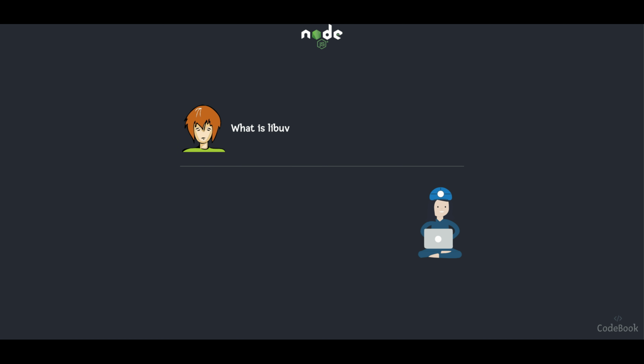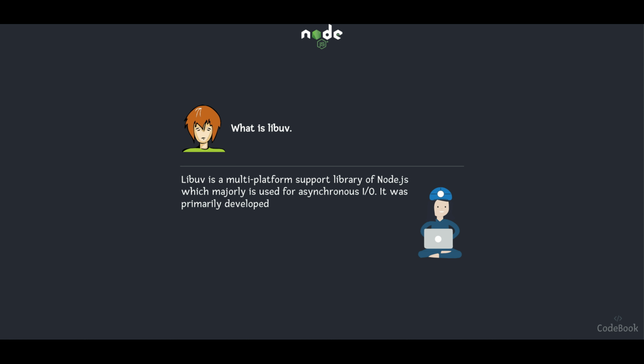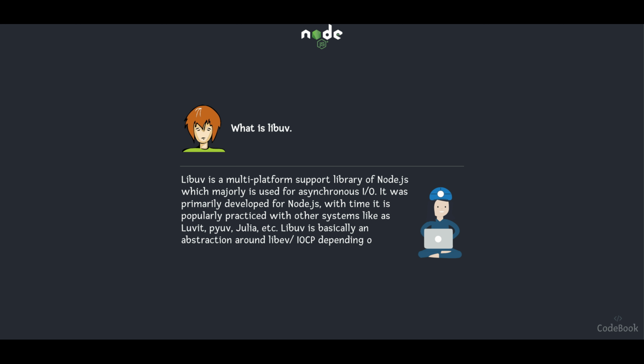What is libuv? Libuv is a multi-platform support library of Node.js which majorly is used for asynchronous I/O. It was primarily developed for Node.js. With time it is popularly practiced with other systems like Luvit, Julia, etc. Libuv is basically an abstraction around libev/IOCP depending on the platform, providing users an API based on libev.